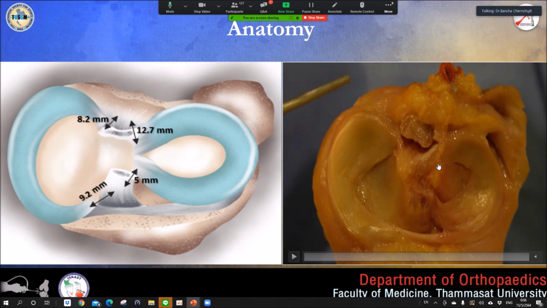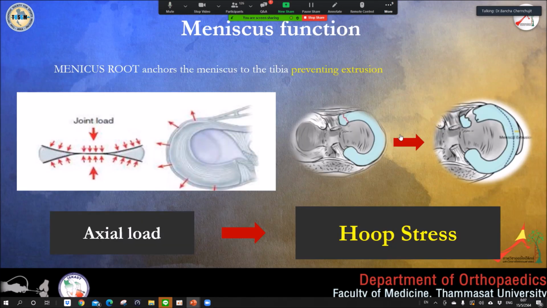For the lateral side, the posterior meniscus root is farther from the PCL, about 12 millimeters, and the anterior root of the lateral meniscus is very close to the ACL. So be very careful when you do ACL reconstruction. It's only 5 millimeters. Sometimes you can damage the anterior root of the lateral meniscus.